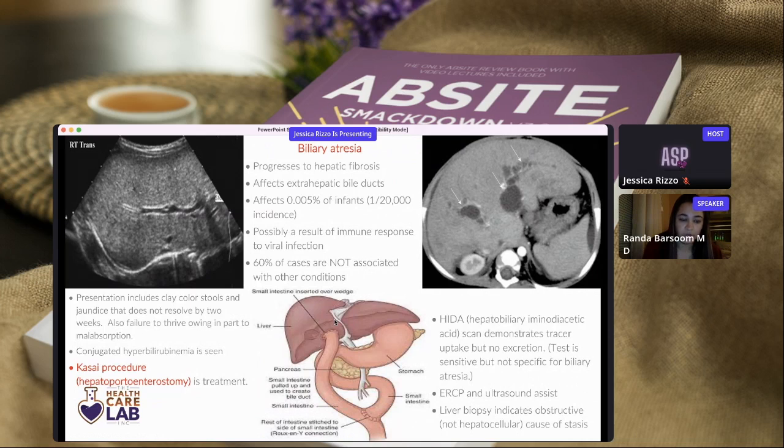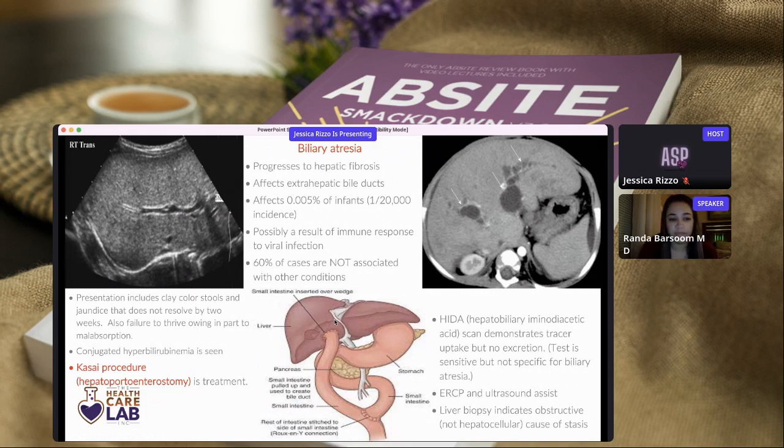Biliary atresia. So a great way for them to test your knowledge of the Kasai procedure, which is a hepatoportoenterostomy. So biliary atresia progresses eventually into hepatic fibrosis, and affects about 1 in 20,000 babies. These, as opposed to other conditions, are not mostly associated with other conditions. So 60% of these cases are not associated with other conditions.